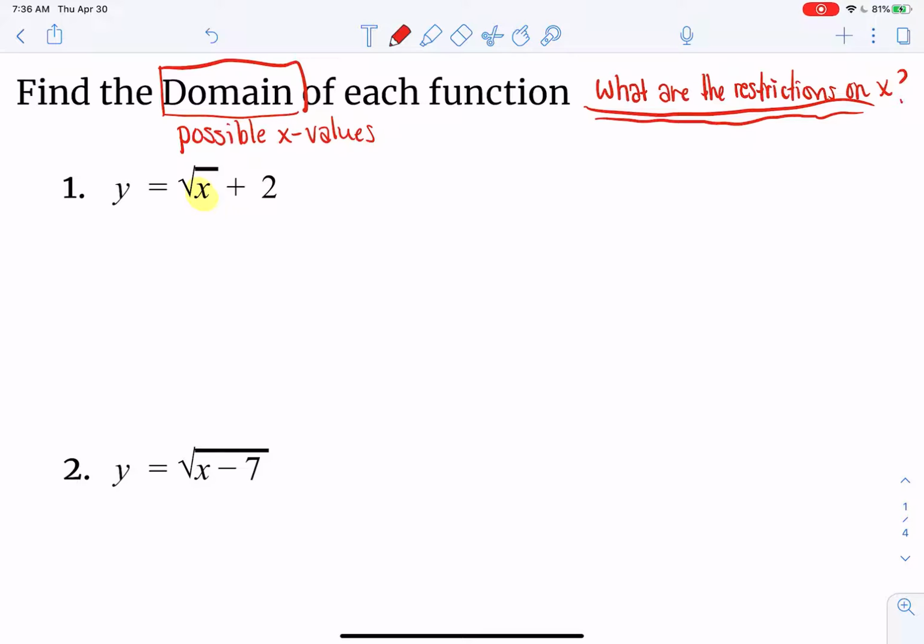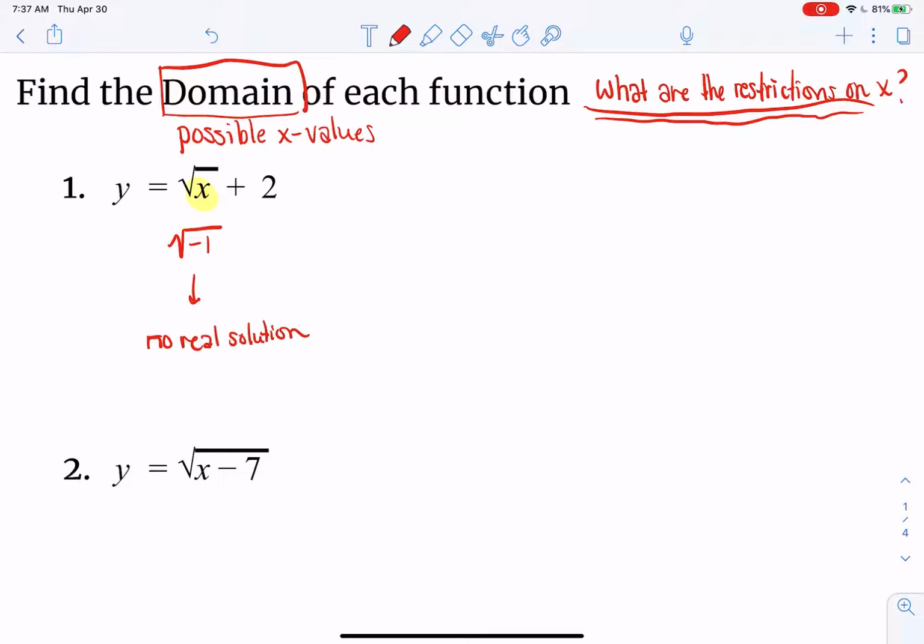So what number can't you put under there? What if you take a negative number? If you have the square root of, say, -1, does that make sense? Is there a real solution to that? No. If you have a negative number under the radical, then there is no real solution.